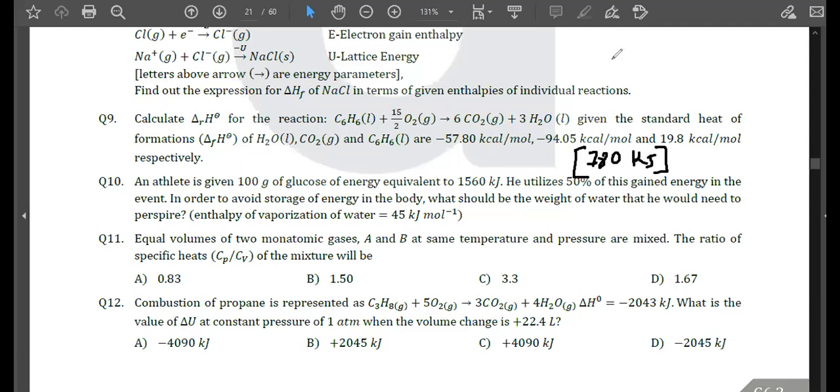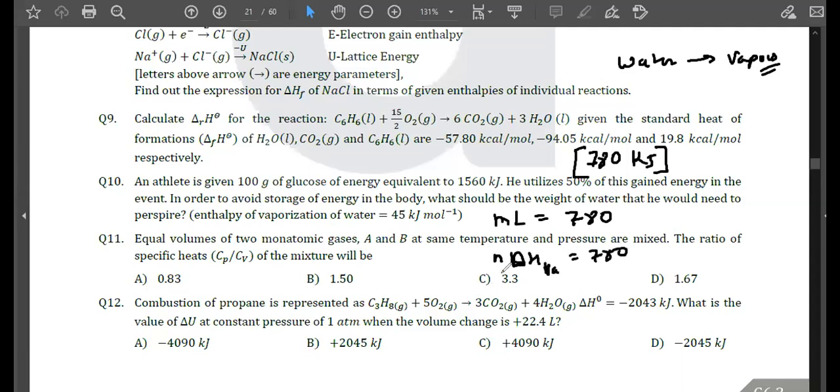So what is perspiration? It is conversion of water into vapor. That's it. Yes or no? Water to vapor, that's your perspiration. So we know that n delta H vaporization is equal to 780. As simple as that. Since it is in moles, I can just say n delta H. Yes or no? Now what is this n? What is the number of moles?